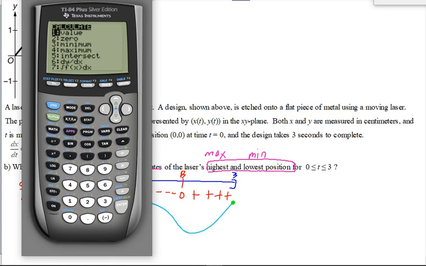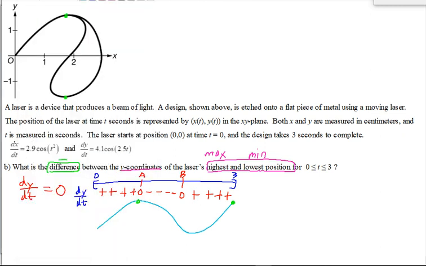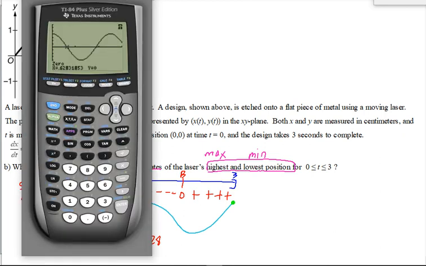Second calc, zero. Left bound, 0. Right bound, 1. I can see it's somewhere between 0 and 1. And my guess, 0.5. So A is 0.628. And let's store it on our calculator. Store alpha A.